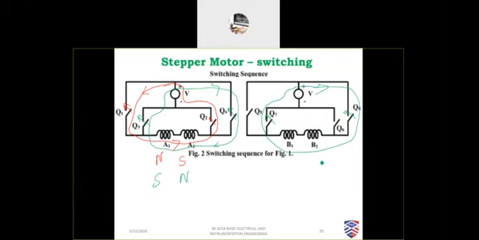That means this will become north, this will become south. So here you need to have switches in such a way that the currents are diverted from positive to negative direction.